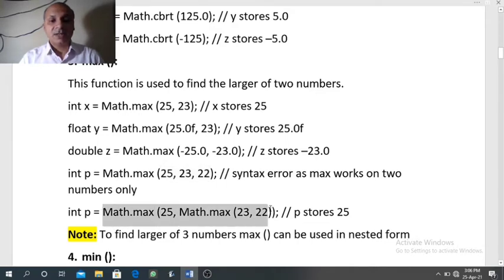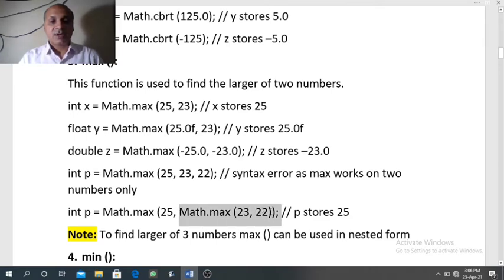Nested, if you have studied, that is one if inside another if. In the same way, the max function can be used in nested form. That is, one math.max is the outer max, and inside that we have another math.max. So in case of nested max, first the inner max will run.